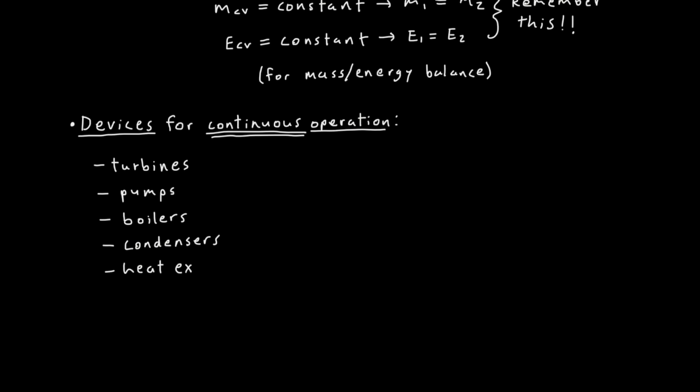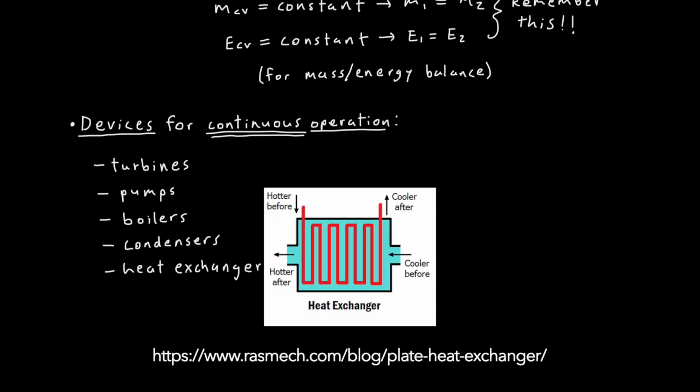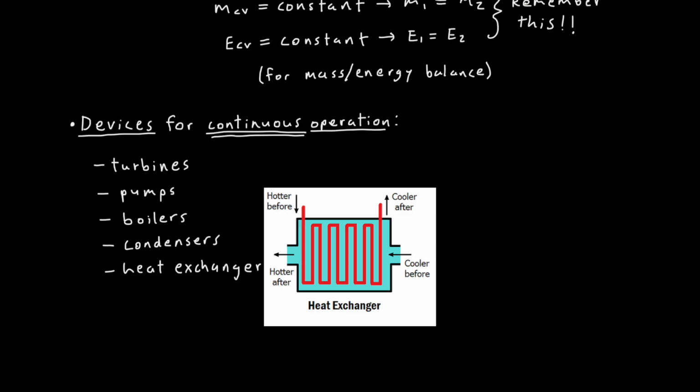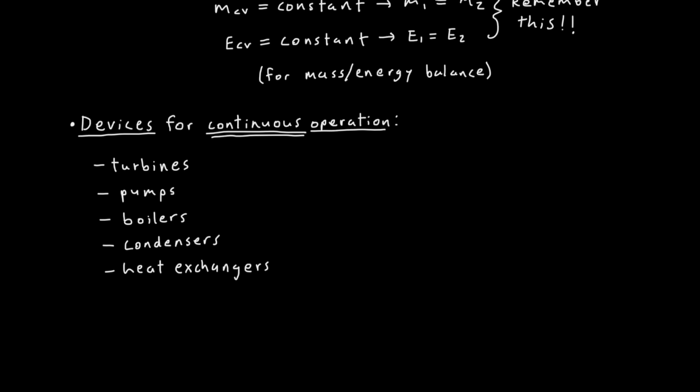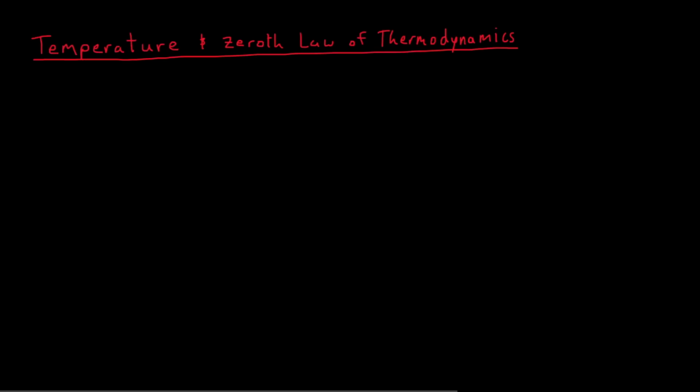And lastly, we have heat exchangers in general, which again are devices that exchange heat between a hot and a cold medium through heat transfer, such as boilers and condensers. So these are again devices for continuous operation, which you will encounter throughout your study of thermodynamics for engineering. Now just to finish up this lesson, we'll briefly go over a little bit more about temperature, as well as the Zeroth Law of Thermodynamics.